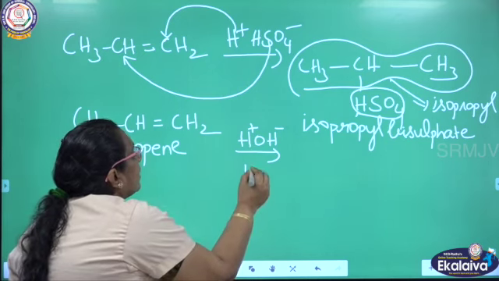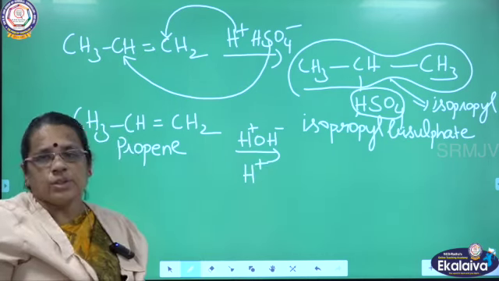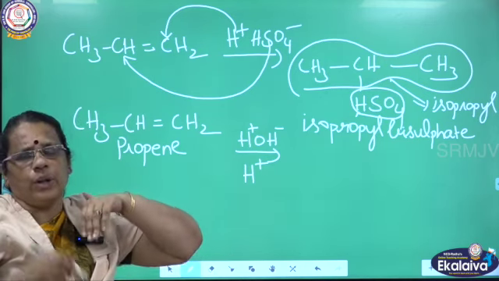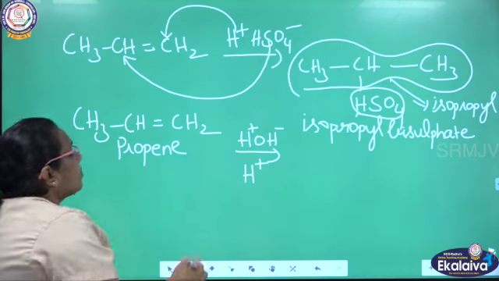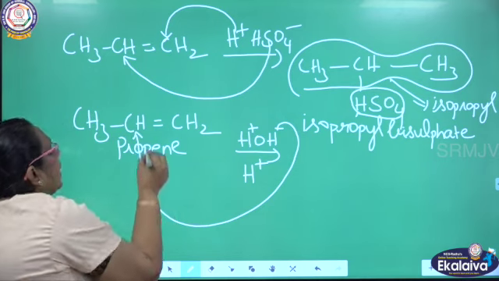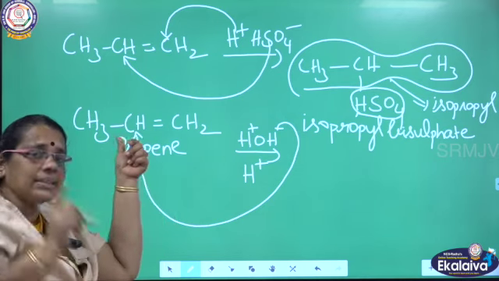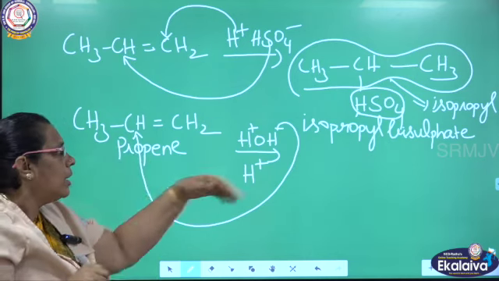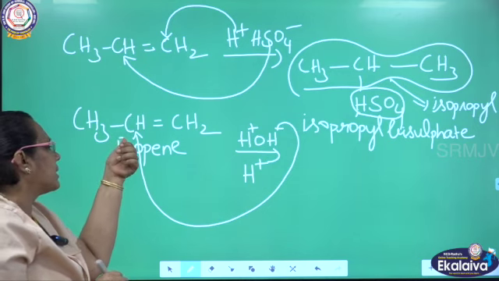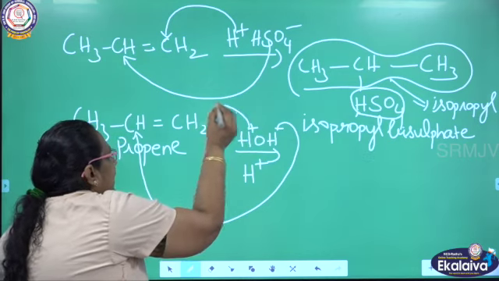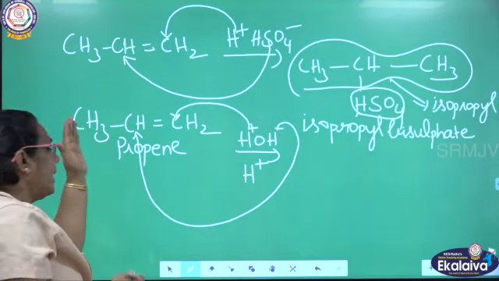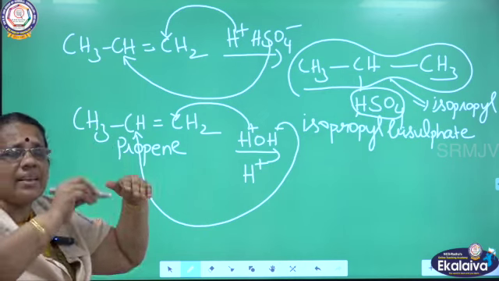So, what is the reagent here? In the presence of an acid, I am adding water. Once again, we are going to follow Markovnikov's rule. What is Markovnikov's? The negative part is added to the carbon having less number of hydrogen. This carbon has only 1 hydrogen, that is the less number of hydrogen. So the negative part, OH minus, is attached to the carbon having less number of hydrogen. The positive part is attached to this carbon because it has more number of hydrogen. Here I cannot attach because the carbon valency is satisfied there.